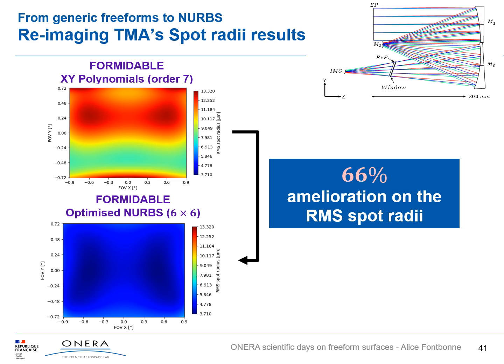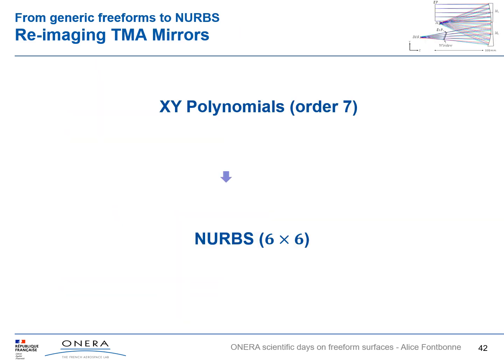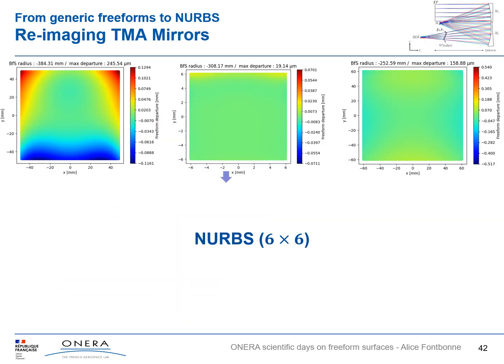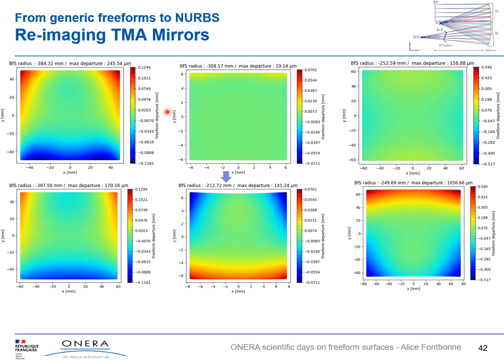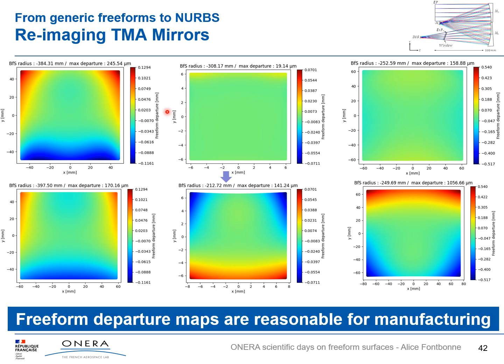About the manufacturability, we have results like these ones. So here are the mirrors with XY polynomials of order 7 for the representation, and here are the representations for the NURBS surfaces. And freeform departures are reasonable too for manufacturing, except maybe this one, it could be a little bit difficult to manufacture, but we have to try.